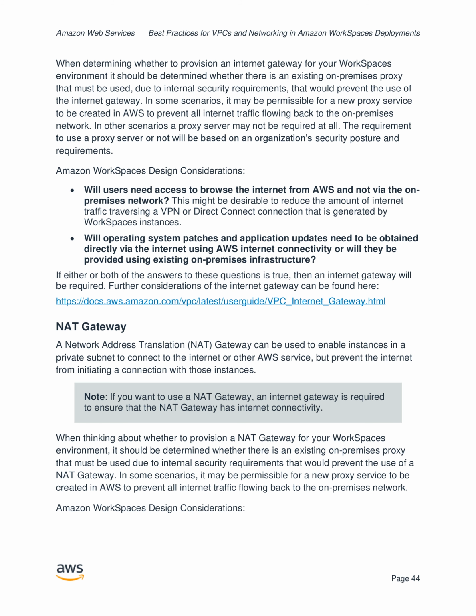Amazon WorkSpaces design considerations. Will users need access to browse the Internet from AWS and not via the on-premises network? This might be desirable to reduce the amount of Internet traffic traversing a VPN or Direct Connect connection that is generated by WorkSpaces instances. Will operating system patches and application updates need to be obtained directly via the Internet using AWS Internet connectivity, or will they be provided using existing on-premises infrastructure? If either or both of the answers to these questions is true, then an Internet Gateway will be required. Further considerations of the Internet Gateway can be found here.